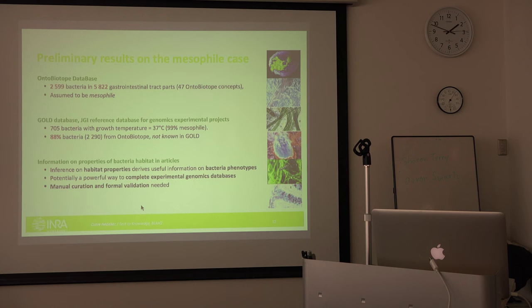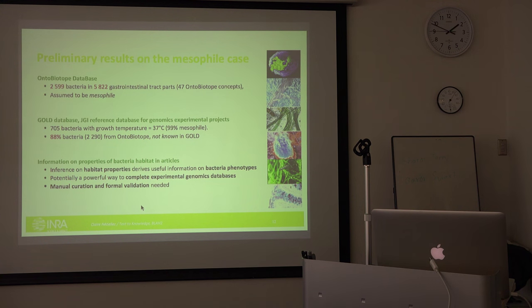So we tried to evaluate how true this deduction could be. We made the assumption from this rule that there were more than 2,000 bacteria in almost 6,000 gastrointestinal tract paths, which is a lot, that were assumed to be mesophile. And we looked at the GOR database.